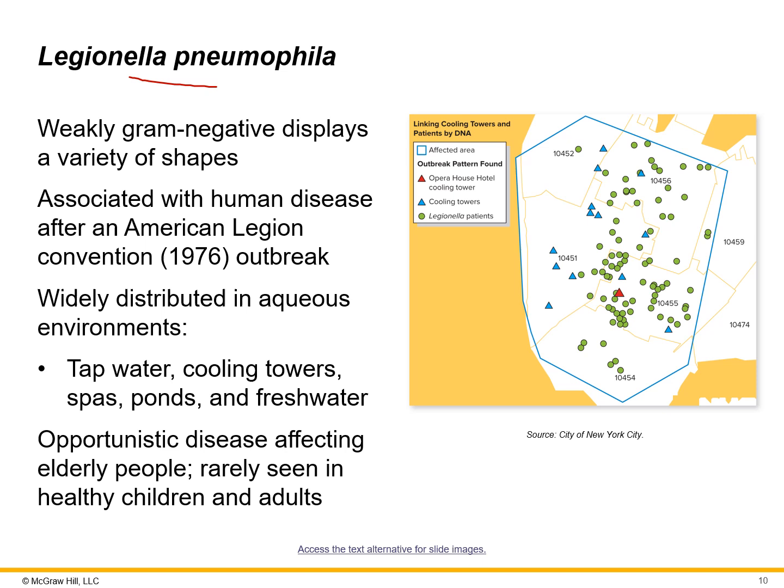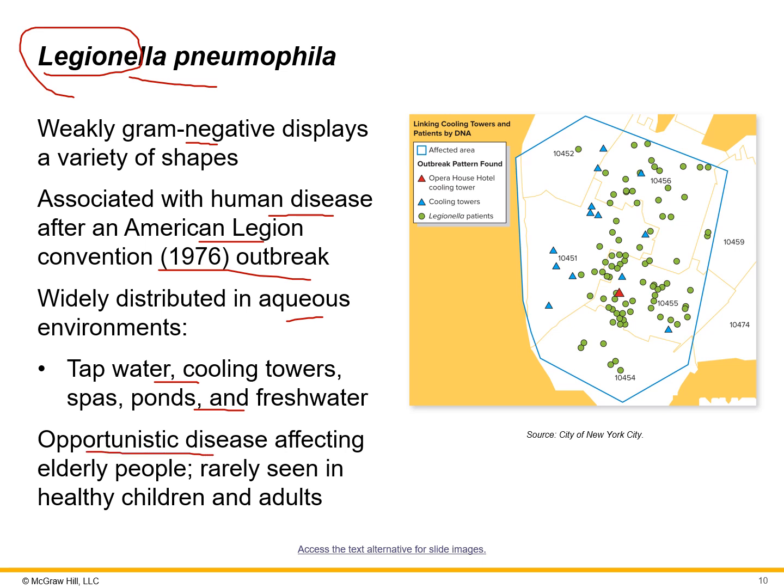Another one is Legionella pneumophila, and this is weakly gram-negative, and it can have a lot of different shapes. It is associated with human disease after the American Legion Convention in 1976. That's what caused the naming Legionella, because there was a convention of the American Legion that led to an outbreak, and it was named after that event. It is distributed, though, in aqueous environments. It didn't just appear then, it was just an outbreak. So things like tap water, cooling towers, ponds, fresh water.